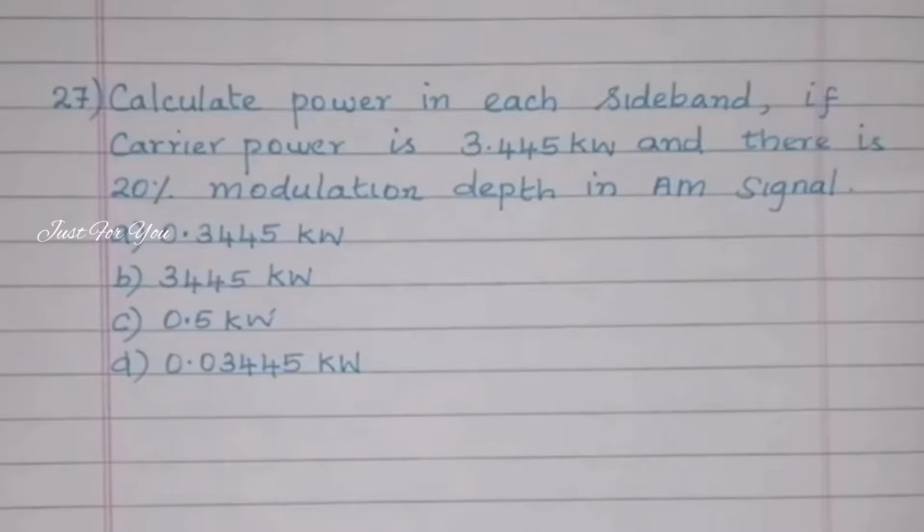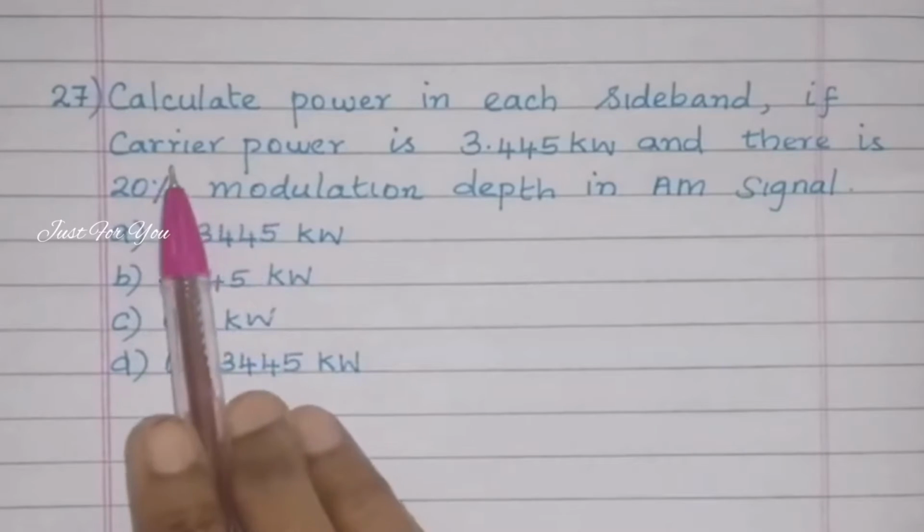In this video, we are going to discuss some MCQs based on analog communication. Calculate power in each sideband if carrier power is 3.445 kilowatts and there is 20% modulation depth in AM signal. There are four options given. Option A: 0.3445 kilowatts, option B: 3445 kilowatts, option C: 0.5 kilowatts and option D: 0.03445 kilowatts.